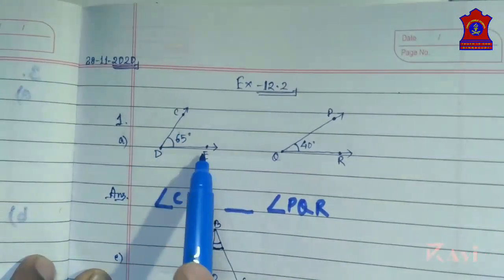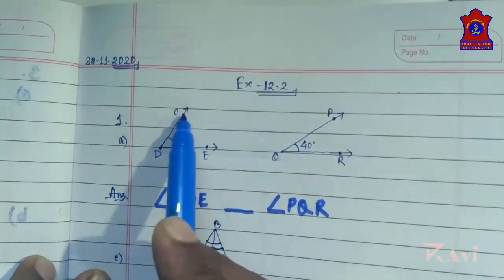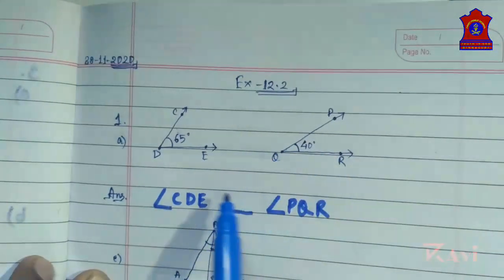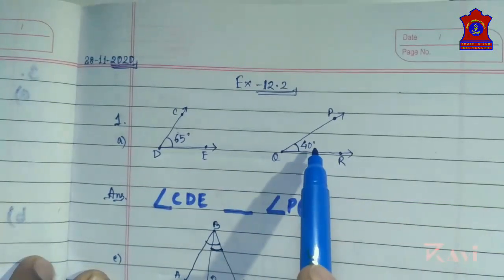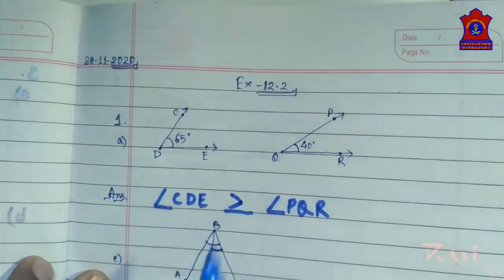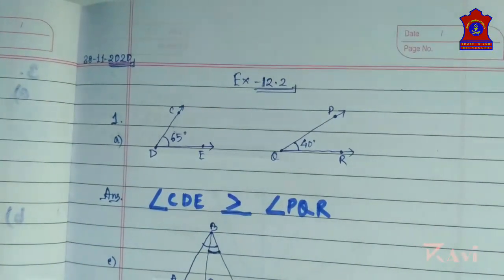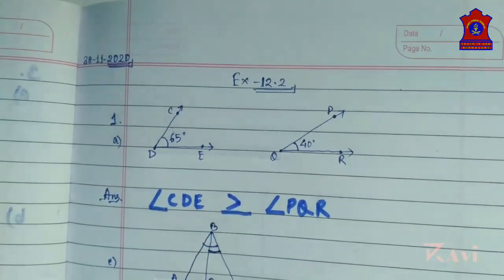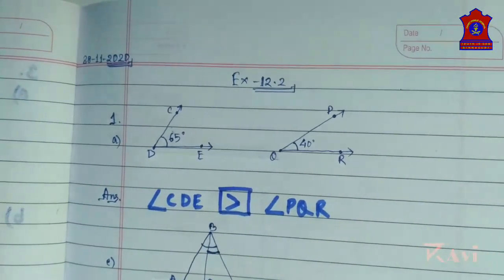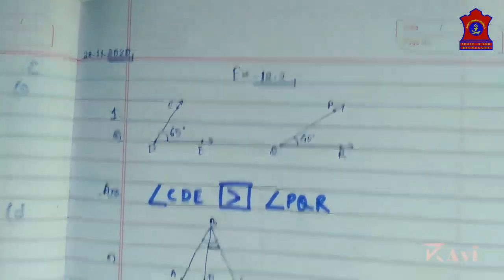The degree of angle CDE is 65 degrees and PQR is 40 degrees. Which is smaller? 40 degrees is smaller. It means PQR is smaller. So the sign will be like this. Similarly, you can make a box like this. Simple. Let's look at question number 1b.